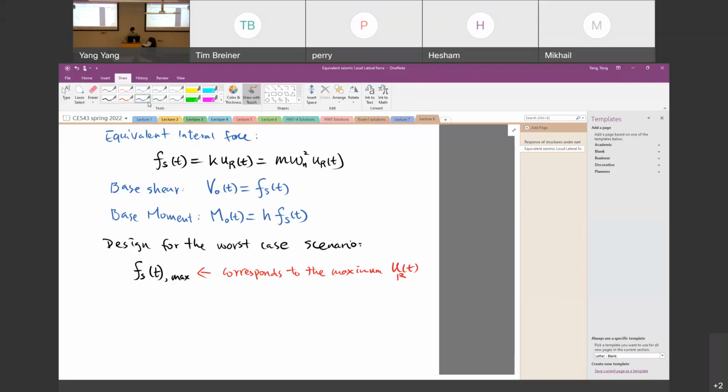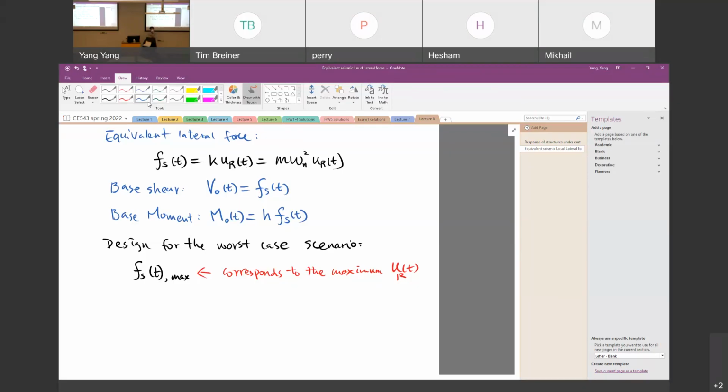Okay, so as you can see here, when you do design, you want to design for the worst case scenario, and we would like to know the maximum displacement for the structure. But before you design, we don't know this. For example, for the column, if we have a circular column, we don't know what diameter works for the given earthquake.